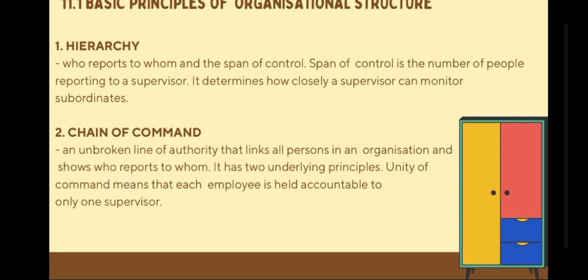Chain of command: an unbroken line of authority that links all persons in an organization and shows who reports to whom. It has two underlying principles. Unity of command means that each employee is held accountable to only one supervisor. For example, a chain of command might include an intern who reports to an employee, who reports to their manager, who reports to a senior manager, who reports to the vice president of the company, who then reports to the CEO, or chief executive officer, of the company.